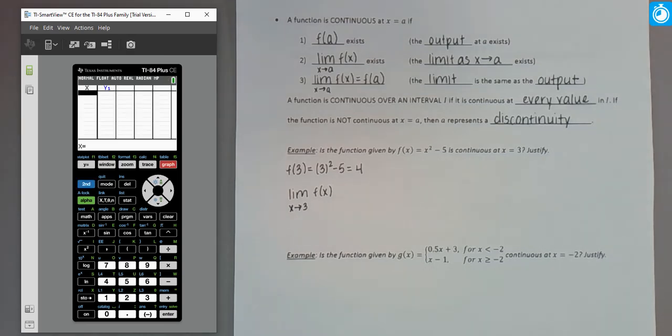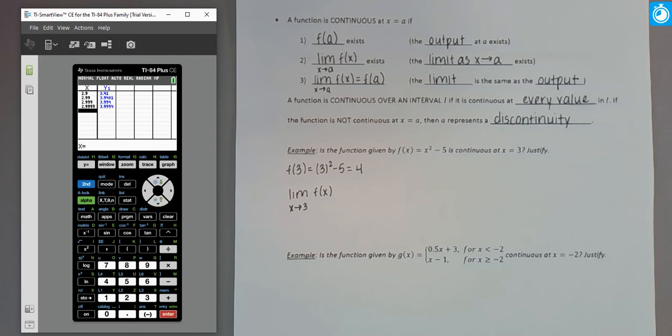Let's verify that by checking this limit. So we want numbers that are less than 3 and numbers that are greater than 3. So less than 3, maybe 2.9, 2.99, 2.999. Okay, we could keep going.